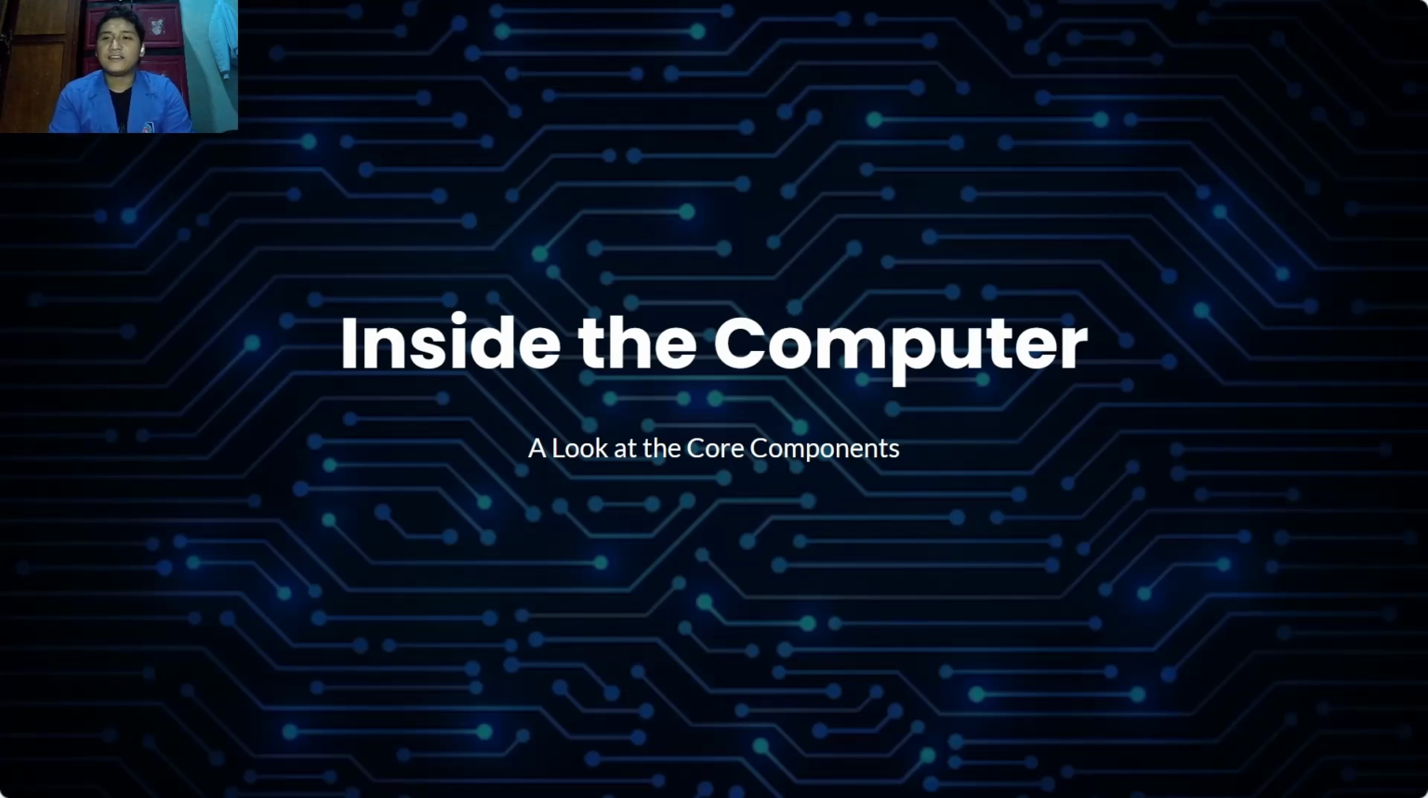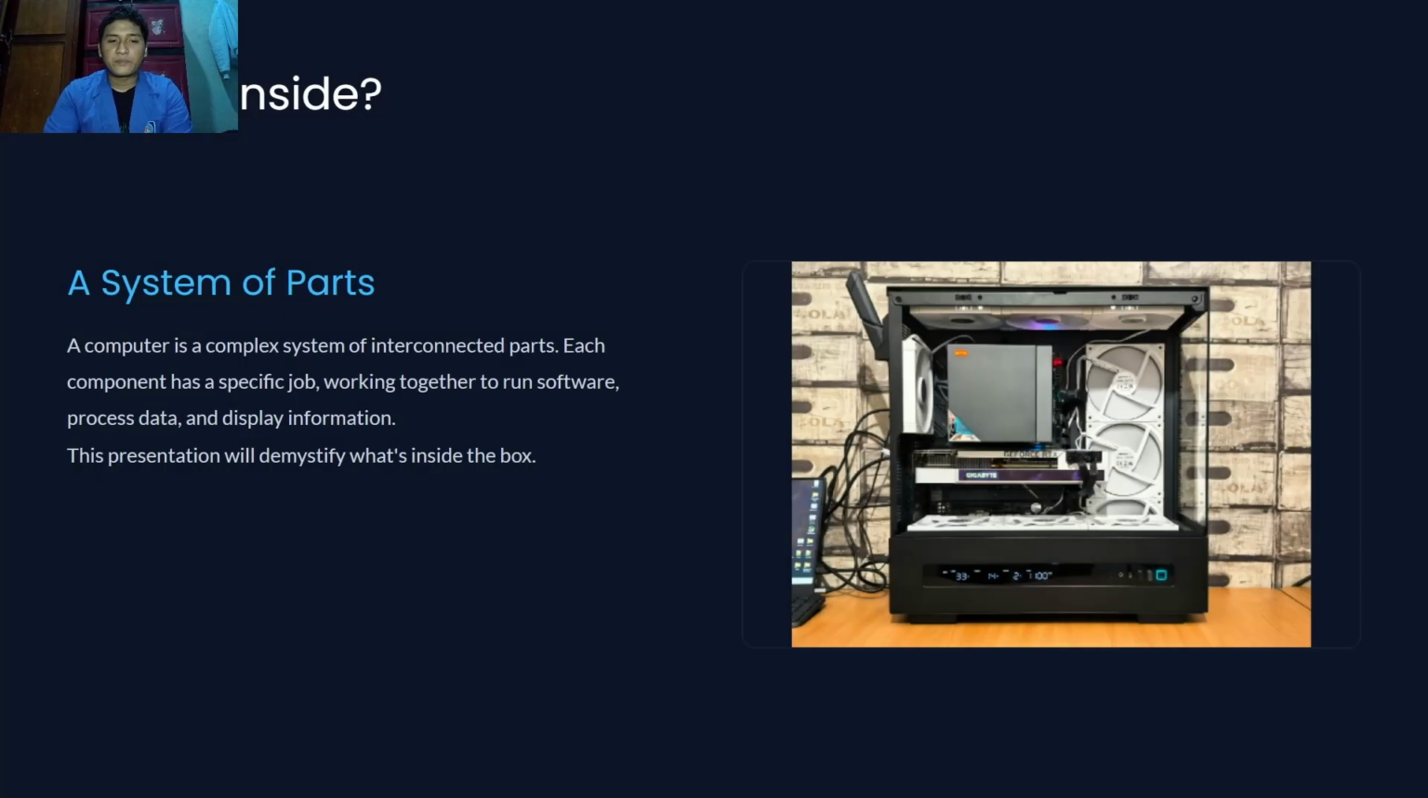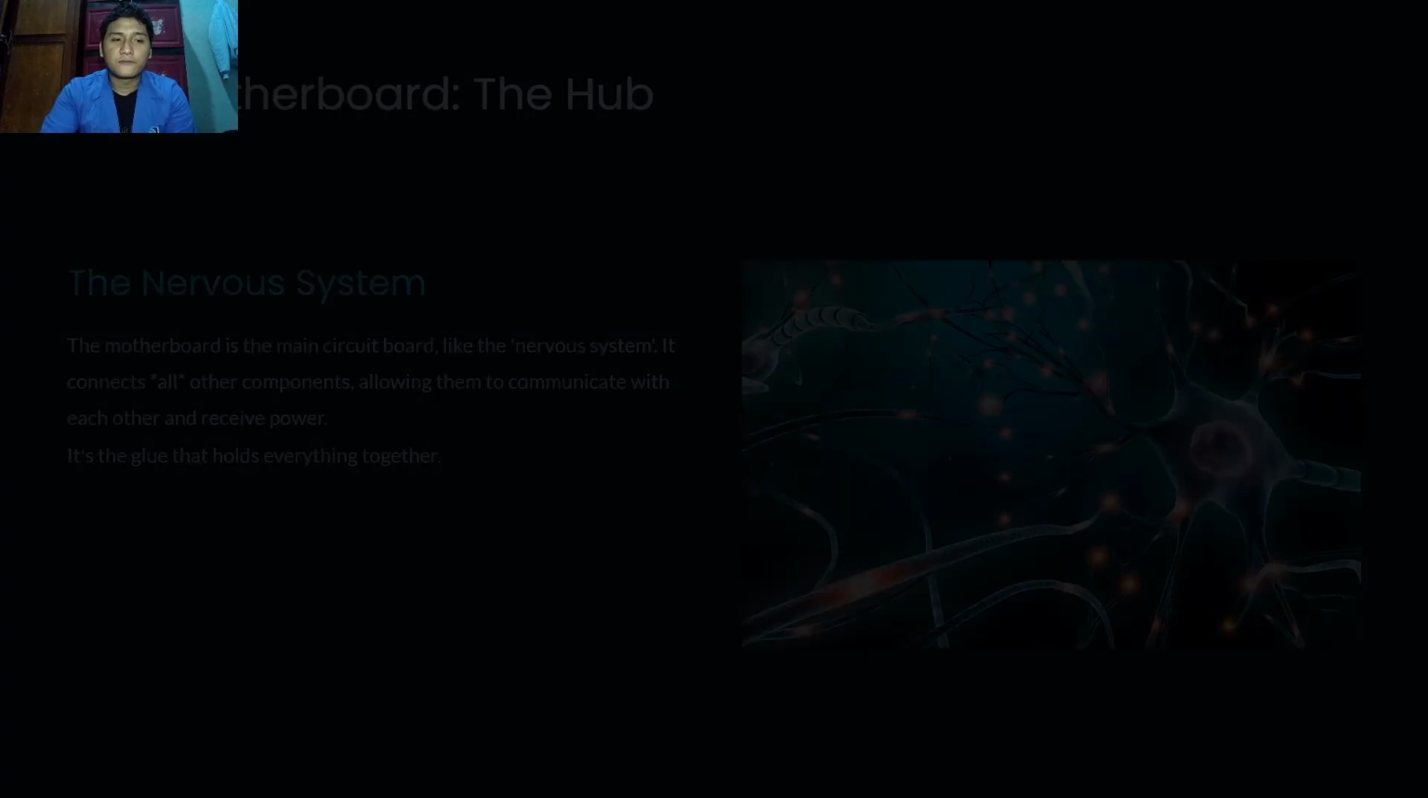The computer itself has a lot of parts that we have to know about, the components inside the computer. So what's inside the computer? There's a system of parts. A computer is a complex system of interconnected parts. Each component has a specific job, working together to run software, process data, and display information. This presentation will demystify what's inside the box, or the PC itself.